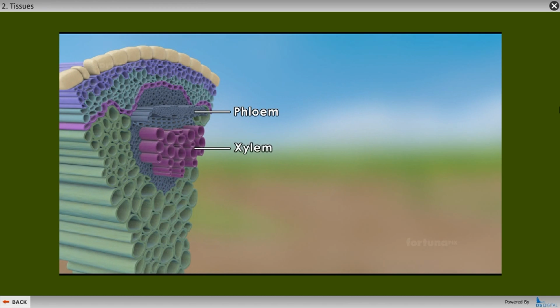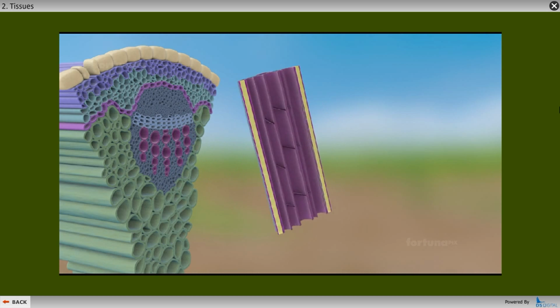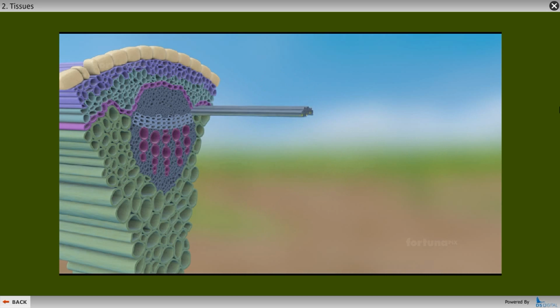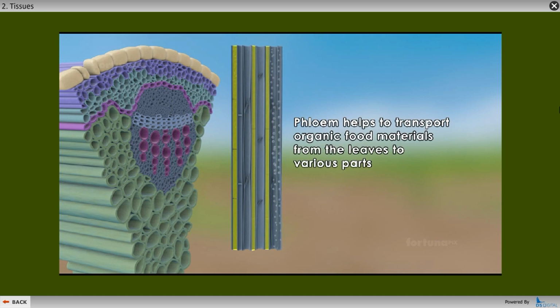Xylem and phloem are both complex permanent tissues. While xylem is responsible for carrying water from the roots to other parts of the plant, phloem helps to transport organic food materials from the leaves to various parts.